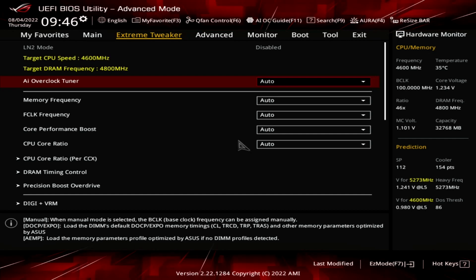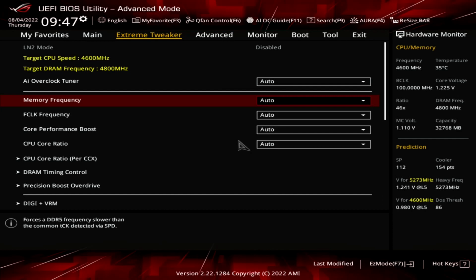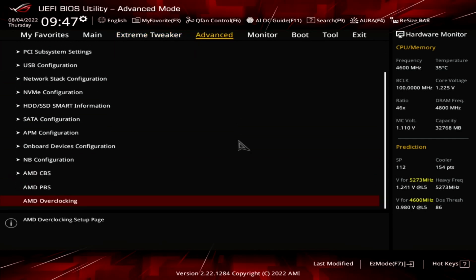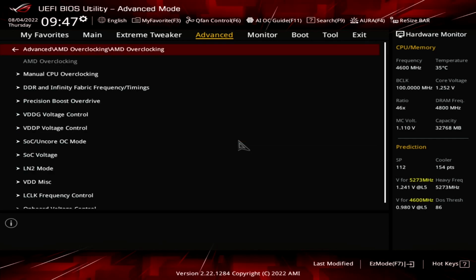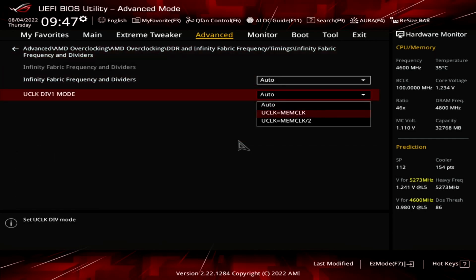In the Asus ROG BIOS, you can configure the memory controller frequency via the memory frequency setting. You can force the memory controller to run at half the memory frequency by accessing the AMD Overclocking Infinity Fabric Frequency and Dividers submenu and setting UClock Div1 mode.